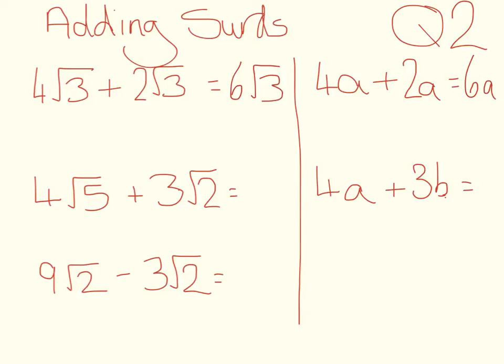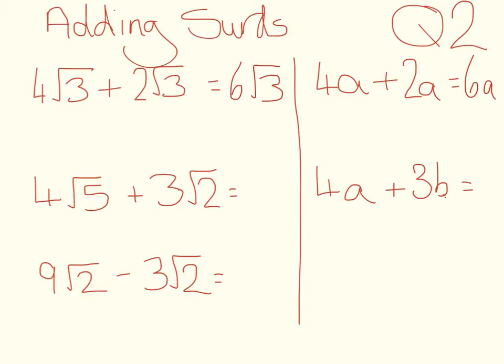Next one, I've got 4 square root 5 plus 3 square root 2. Now, this is crucial. You can only add or subtract when you've got the same surd. So, looking on the right again, remember when we did things like 4a plus 3b? These are different, they're not like terms, so we cannot join them together. All we could do in that case is leave it as 4a plus 3b. So all we can do on the left-hand side is leave it as 4 square root 5 plus 3 square root 2. There's nothing we can do to simplify that.